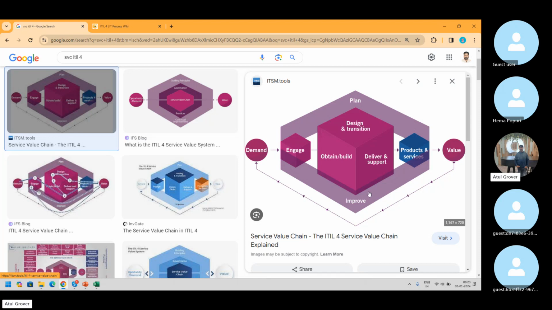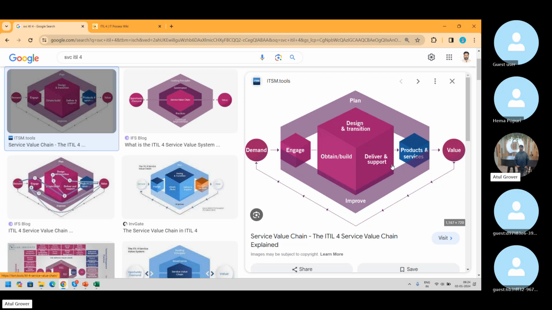In simple layman terms, I can say for every step, these are the core internal steps. There is no further bifurcation. SVS is a higher level. SVC is a lower level, which is the last component. They say if you want to do something good: plan, improve, plan, improve, plan, improve.